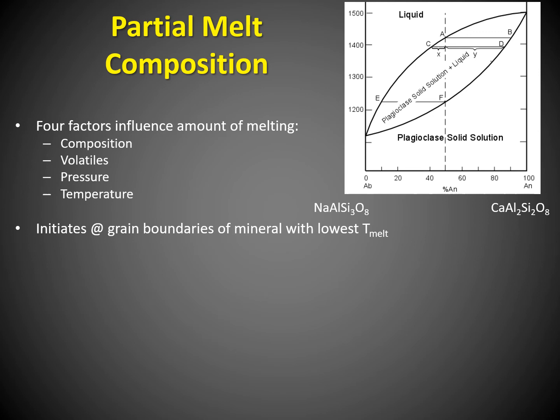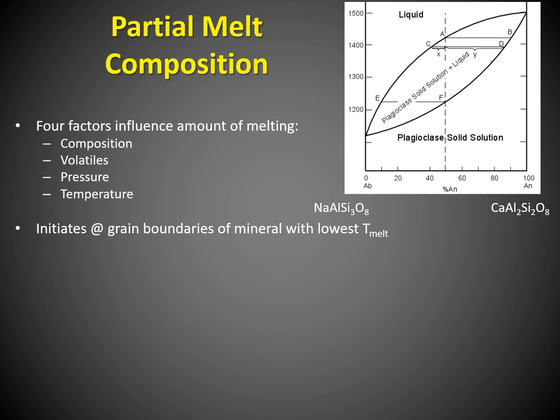Because you're taking calcium out preferentially, right? What does that do to the composition of the melt? Makes it less calcium rich, right? So it follows this line. As it cools off, the liquid follows this line right here. The crystal follows this line right here. By the time you get to here, it's all solidified, right? And what's the composition? 50-50, just like when you started.